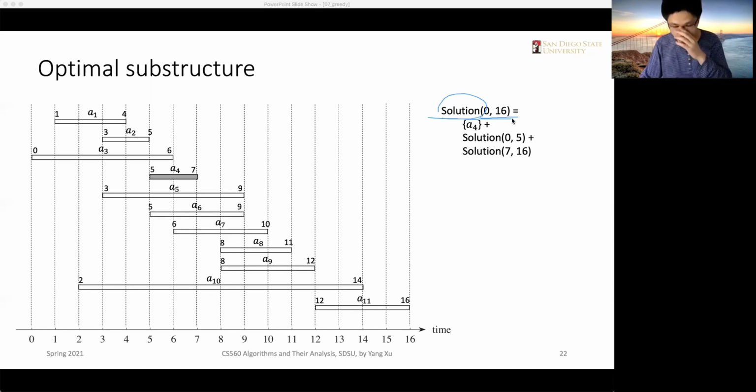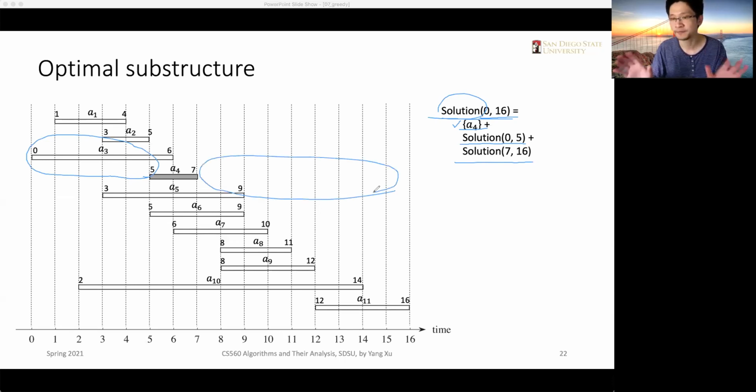So when we assume that we select A4, this is a random selection, okay? On this slide, it's just a random selection. So if we select A4 into the final optimal solution, then we need to solve the left subproblem, which is from 0 to 5, which is to the left of A4, and the right subproblem, which is from 7 to 16, right? Which is to the right of the range.